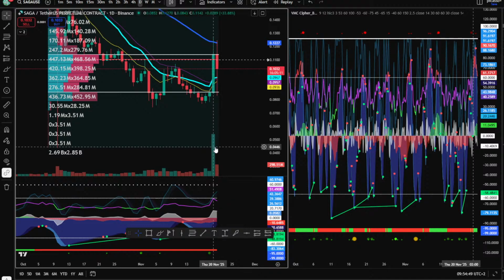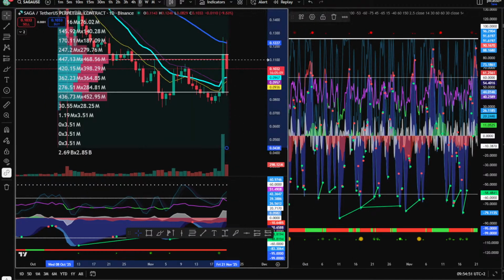In the meantime, do you think Saga is bullish or bearish? Let me know. What do you think? If you go to the Saga price, do you think it's bullish or do you think it's bearish?